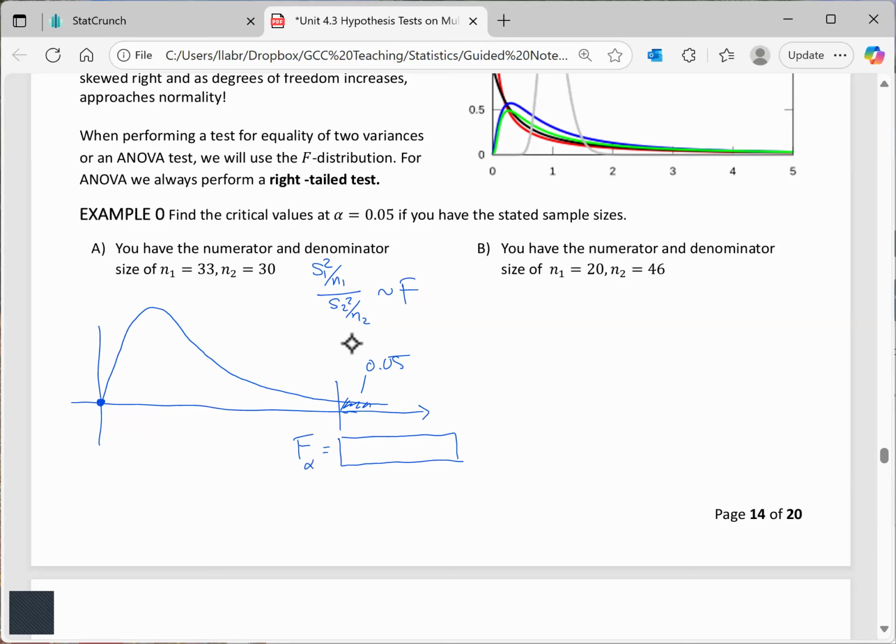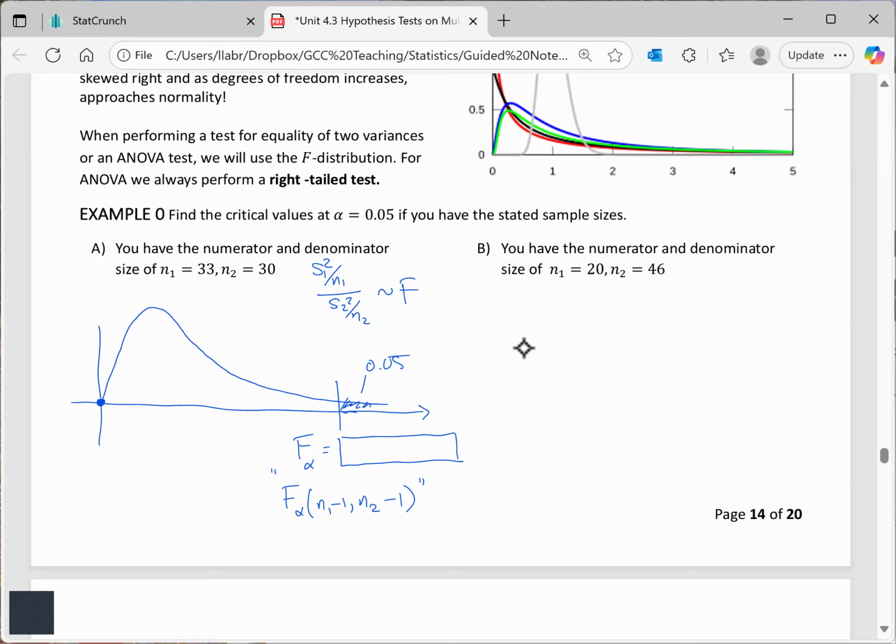I guess the technical name for this should be F sub alpha, where you have the degrees of freedom listed down. So it should be F sub alpha, and your degrees of freedom for the first number is N1 minus 1, because remember, you subtract a 1, and then the second sample size minus 1. So that's the technical way. I'm not going to write it like that anymore. Let's just go ahead and use StatCrunch.